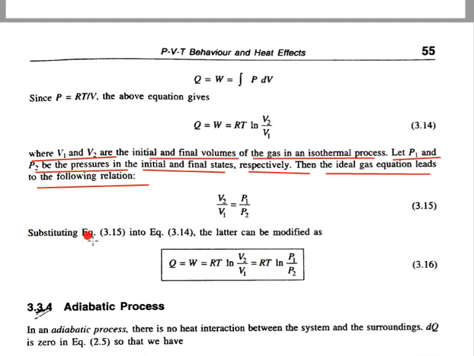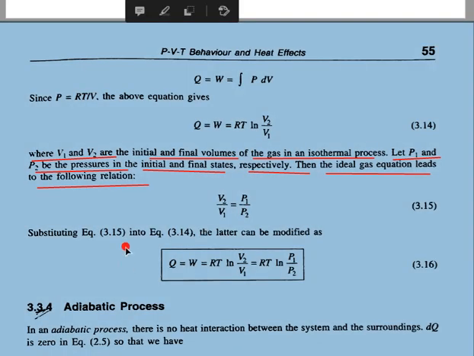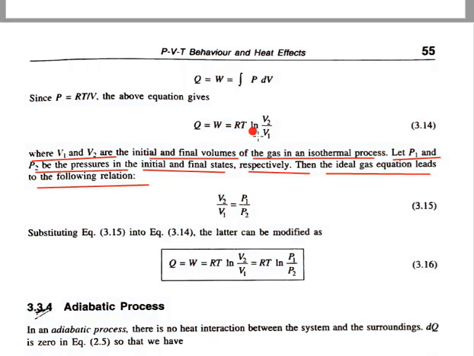So substituting this equation 3.15 into 3.14, the values of V1 and V2 have to be put here. So the equation can be written as Q is equal to W is equal to RT ln V2 upon V1. It should be taken as RT ln P1 upon P2. Both equations we can write. So this equation is said for the constant temperature processes.